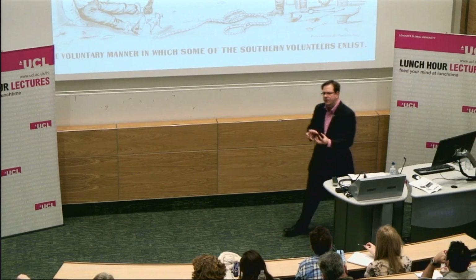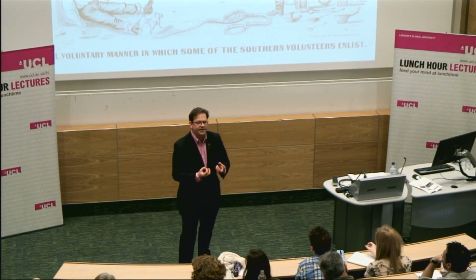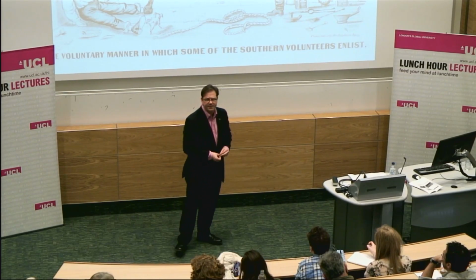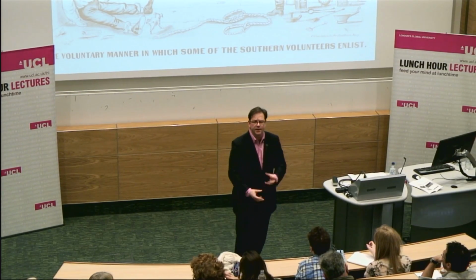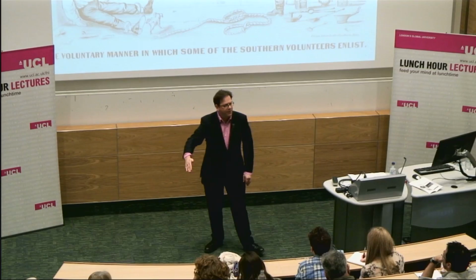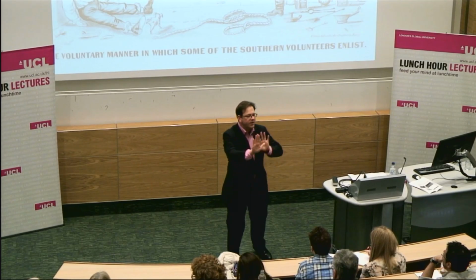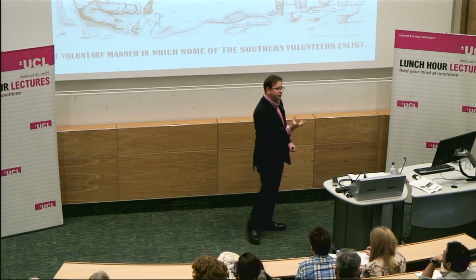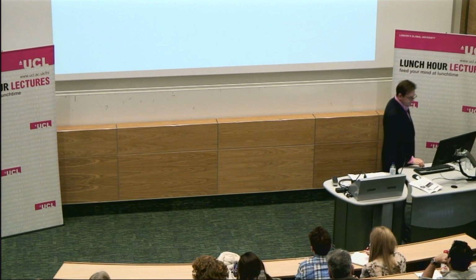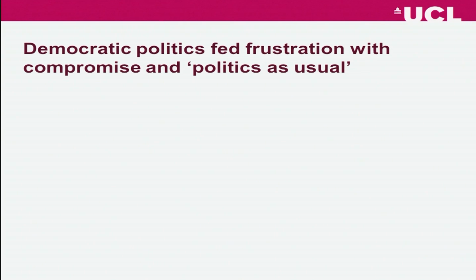What had happened, in other words, in the United States by the late 1850s was that there were two entirely separate national conversations. There was no mediated space. There was no neutral news media. Northerners and Southerners were shouting past one another, saying to one another, "You step over that line and, oh, you just did." There was no conception or understanding or ability to connect or relate to the other side. And then my third and final point then is that democratic politics fed frustration with compromise and what was called politics as usual.